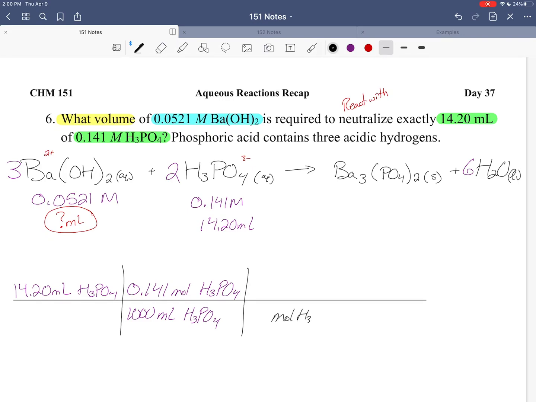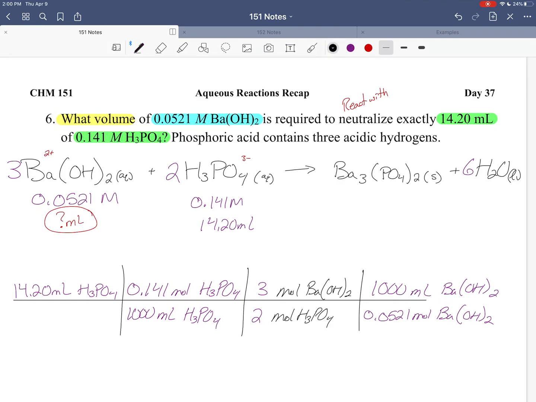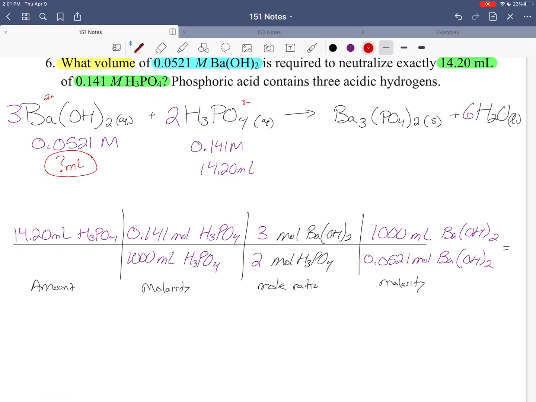And moles of H3PO4, phosphoric acid on the bottom, moles of barium hydroxide on top. And that mole ratio would be a 2 for phosphoric acid, 3 for barium hydroxide. Now, we know we have 0.0521 moles of barium hydroxide per 1,000 milliliters of barium hydroxide. So what do we have here? We have an amount, molarity, mole ratio, and molarity. Just to recap that. And if we do this math, we should get 57.6 milliliters of Ba(OH)2 of our 0.0521 molar.